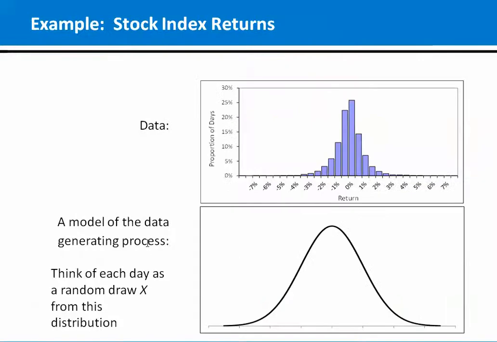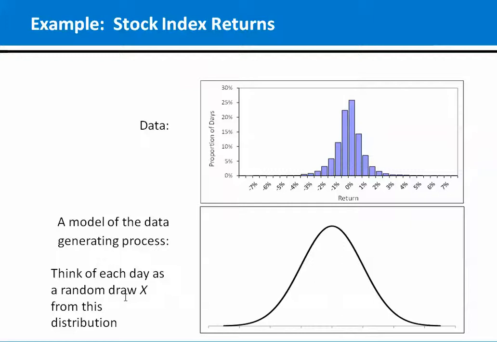Let's look at a second example, stock index returns. Here's a histogram of daily returns from the stock market. This is our data. We can think of it as being sampled from some underlying population, but what's the underlying population? What is the population of all possible stock returns? Well, again, it's better to think in terms of a model of the data generating process. And so our model might be that daily stock returns come from some theoretical distribution that looks like this.